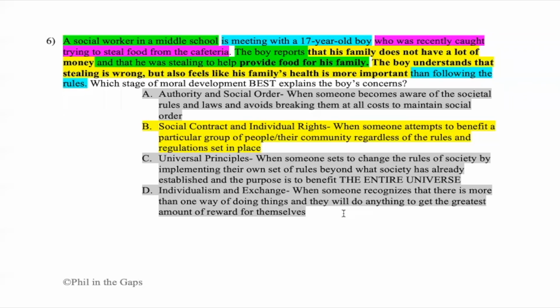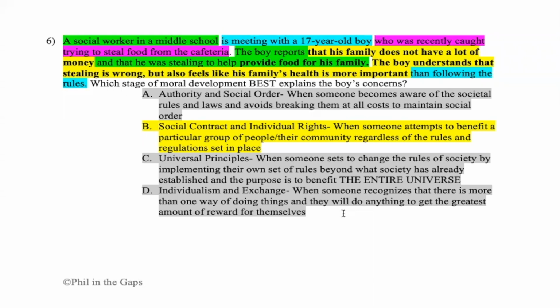A is incorrect because he's acknowledging that stealing is wrong for authority and social order, yet he just wouldn't steal and let his family's health deteriorate. C is incorrect because he's not stealing from this one middle school to help benefit every single family in the world. And D is incorrect because he's not doing it for himself. He's doing it for his family. Yes, he could benefit because he's a part of the family, but the purpose isn't to get affirmation from the family.